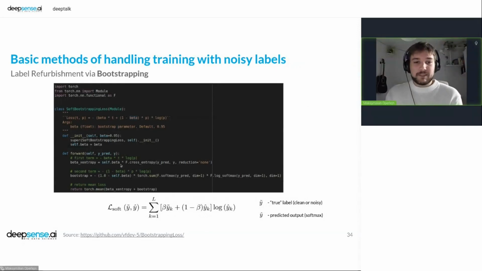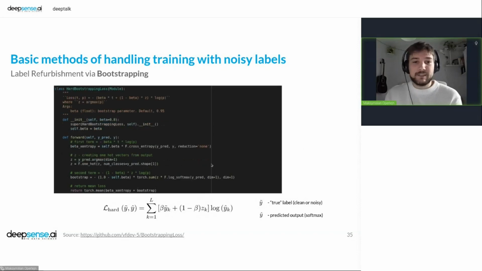Right, so we got two terms, first term and second term, because we are multiplying this logarithm by two terms. So we have minus beta times t, the true label, and the logarithmic equation. This is the first term, and this is the second term right here. So it's just the formula applied to the code, and then we take a mean over all samples, and that's it. The only difference between soft and hard is that here we are introducing this one-hot vector instead of the softmax. So this is the only difference.